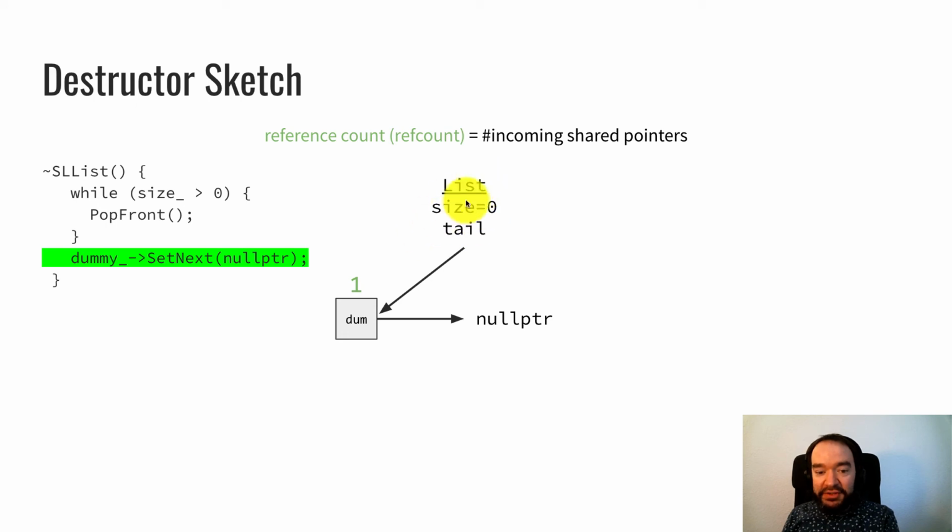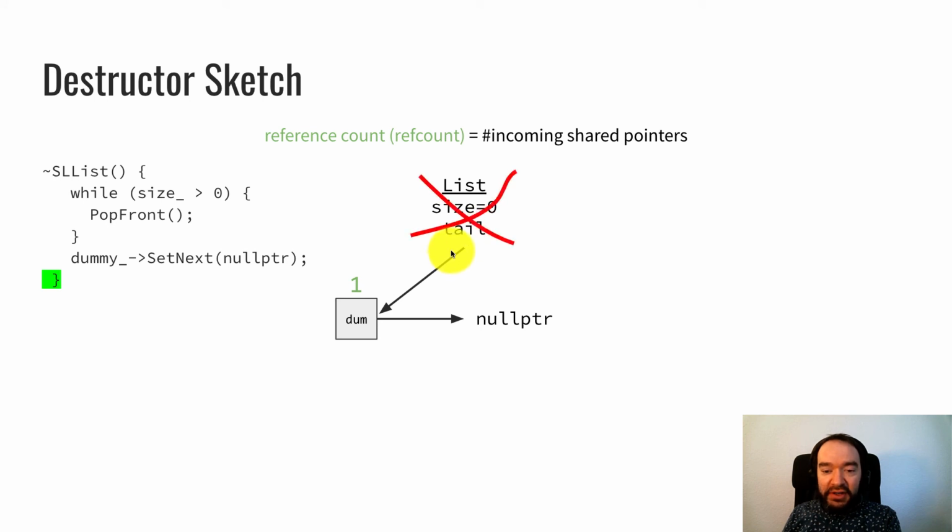So the list object has 1 pointer to the dummy. The dummy is now pointing at null pointer. It's not a valid way for a singly linked list to be because that circular link is breaking an invariant, but this is just very temporarily before the list object is destroyed completely. Then we get to the end of scope of the destructor, and the tail shared pointer gets destroyed, and so that destroys the last remaining incoming pointer to the dummy node. The ref count goes down to 0, and at that point, shared pointer automatically frees the dummy node. So now this works. Now we don't have any memory leak.